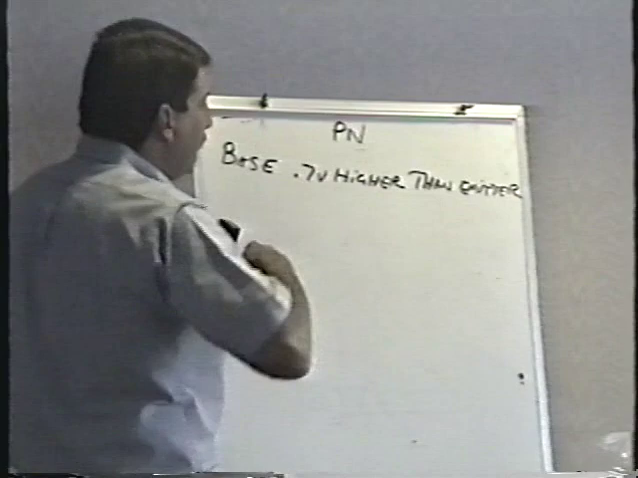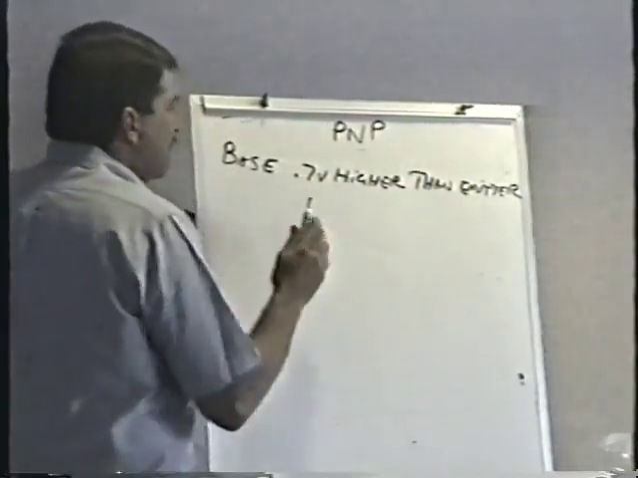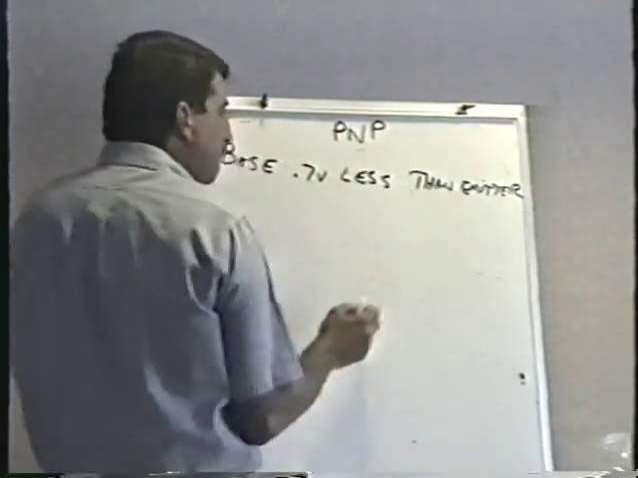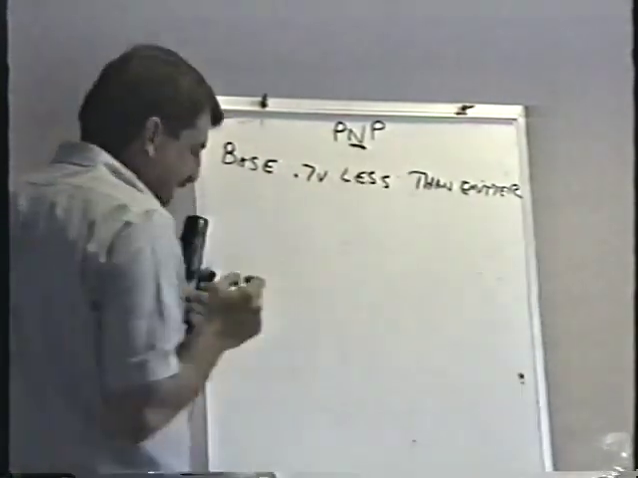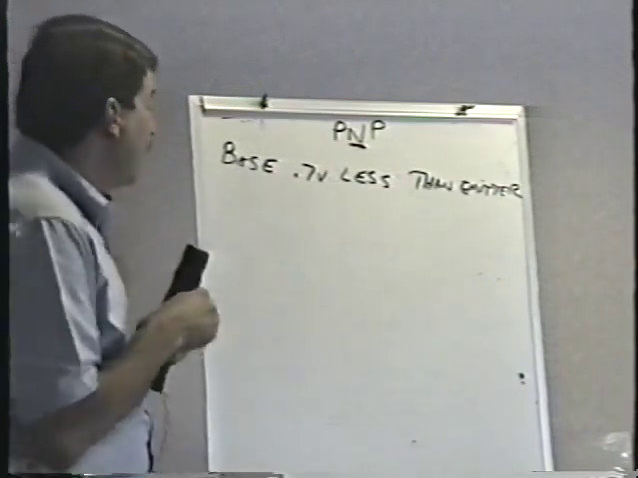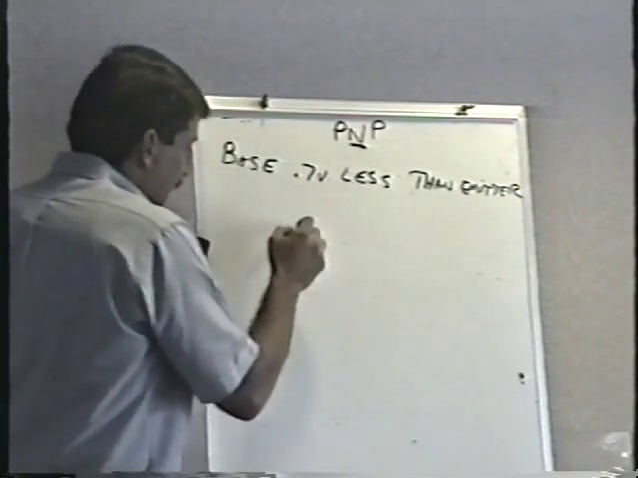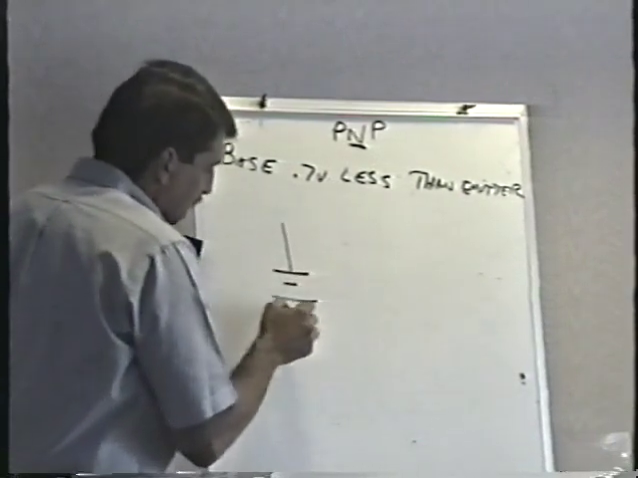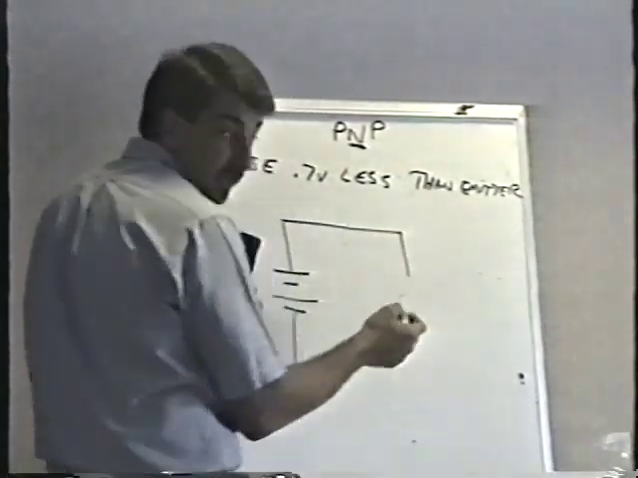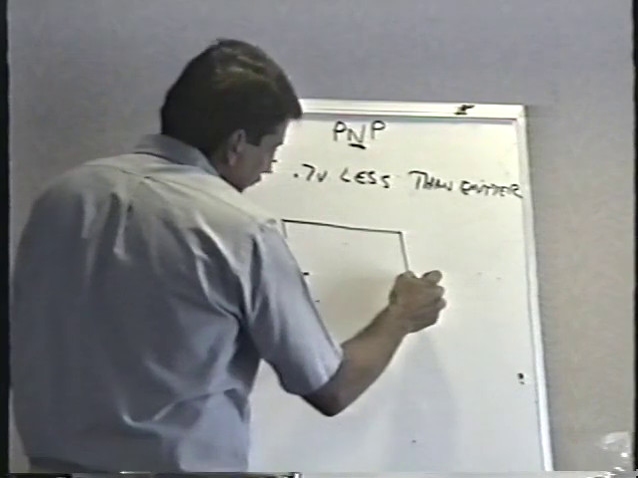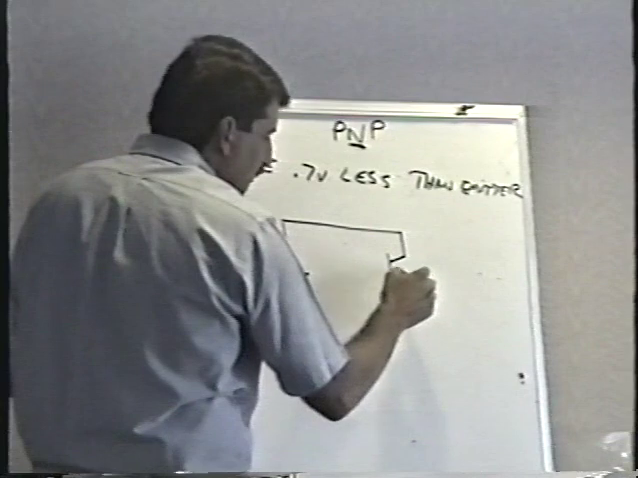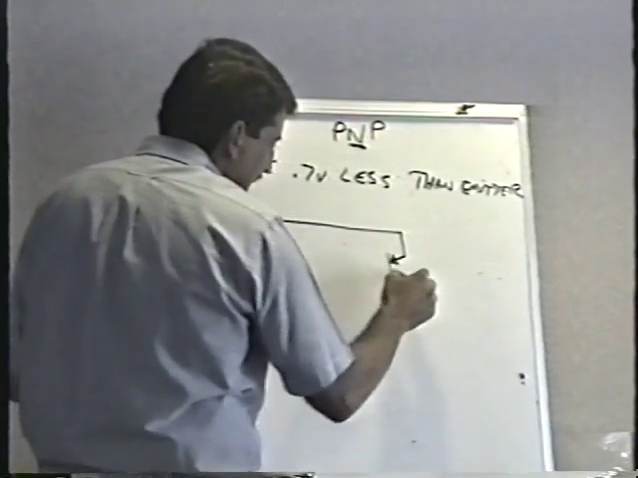The PNP, the base has to be 7/10 of a volt less than the emitter, 7/10 of a volt more negative. That center letter is the base. If it says N, then it's got to be more negative. So for instance, if I were to use a PNP transistor for the same circuit to light up the lamp, just a demonstration circuit, I would actually have to connect it like this. I couldn't do a ground switch deal. I would have to connect it like this.